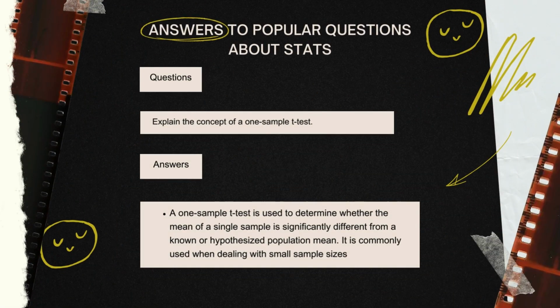Question: Explain the concept of a one-sample t-test. Answer: A one-sample t-test is used to determine whether the mean of a single sample is significantly different from a known or hypothesized population mean. It is commonly used when dealing with small sample sizes.